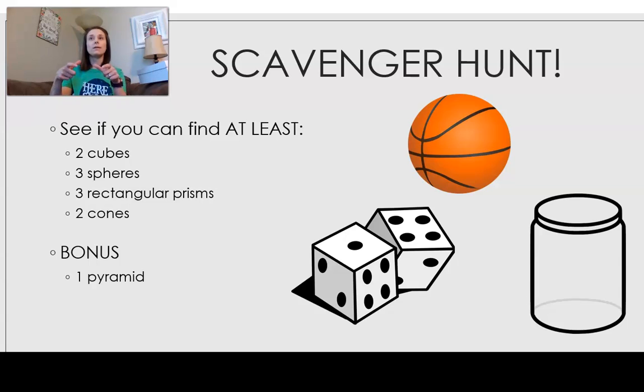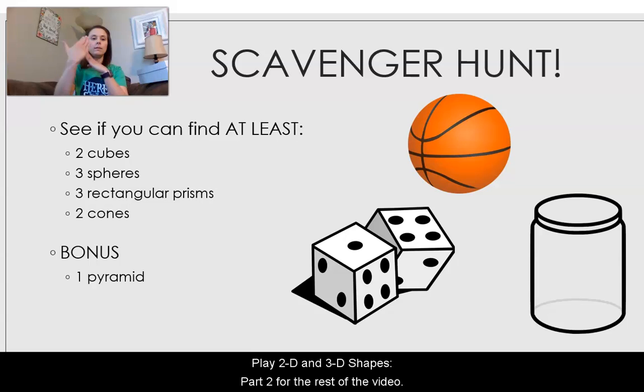But a pyramid would be like a square bottom that comes up to a point. So you've seen the pyramids probably that they show in ancient Egypt. You see those like the sand looking type structures that look like a triangle, but it starts out with a square, so it's 3D. It has dimension all the way around. But pause the video now and see if you can find these items. Once you do, come back and restart the video with your items.